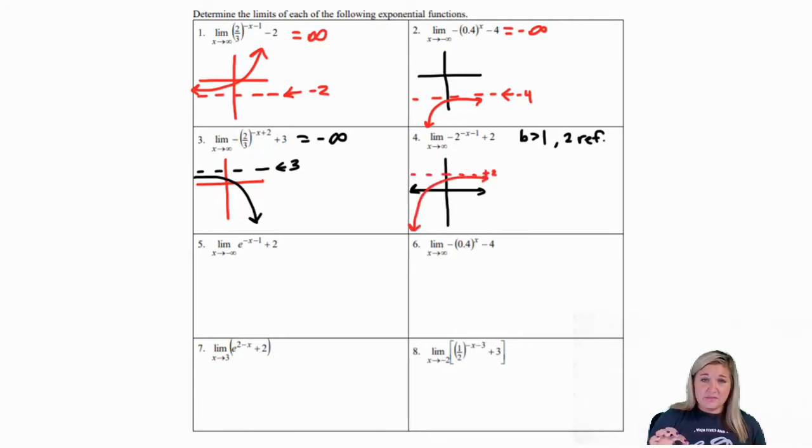So on this one, as x approaches positive infinity, moving to the right, our limit is going to approach that horizontal asymptote, which I know what that is based on this information right here. It's going to approach 2.